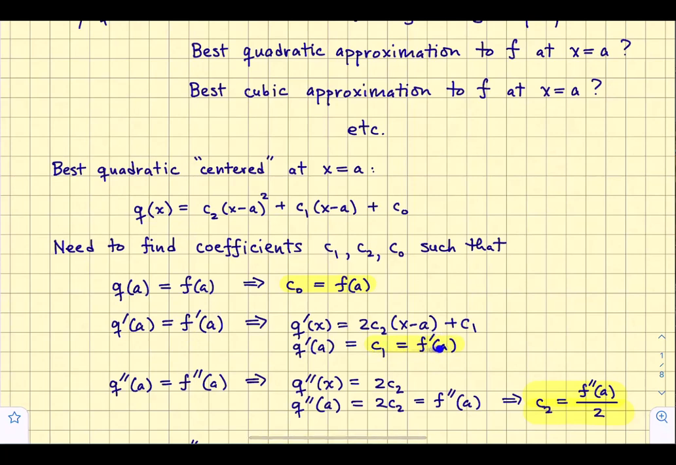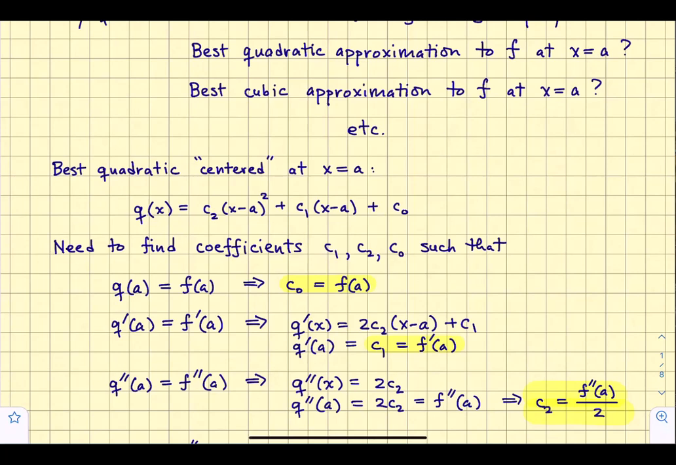And the last constant: if we want the second derivative of q at a to equal the second derivative of f at a, well, let's go calculate the second derivative of q with respect to x. Let's evaluate it at a. Notice there's no x's here, so when you evaluate it at a, you just get the constant 2c2. But we wanted q double prime at a to equal f double prime at a, so that means this equation must be true. We can solve this for c2, and we get that the constant c2 must be f double prime at a over 2.